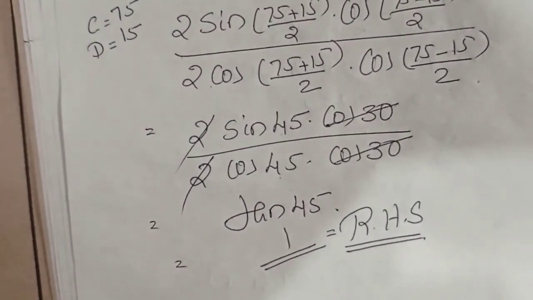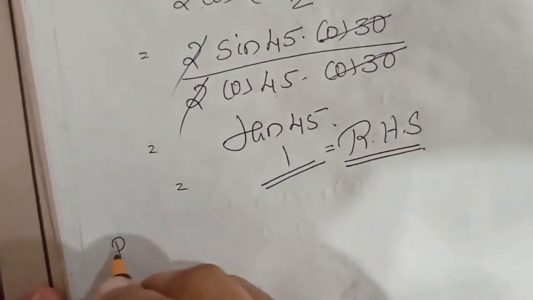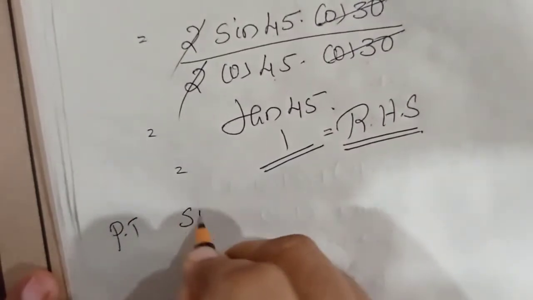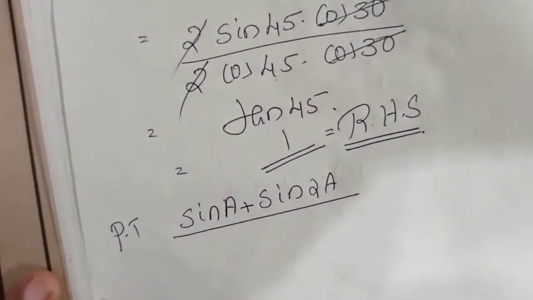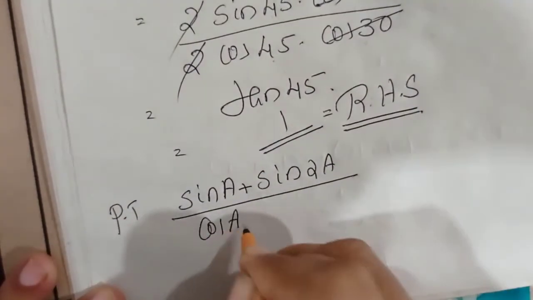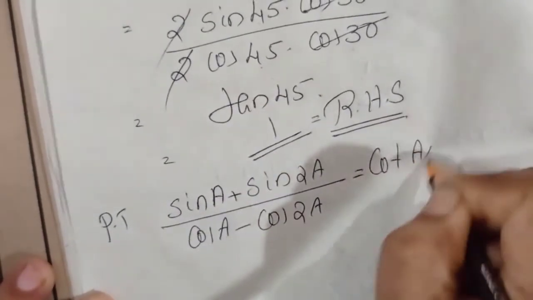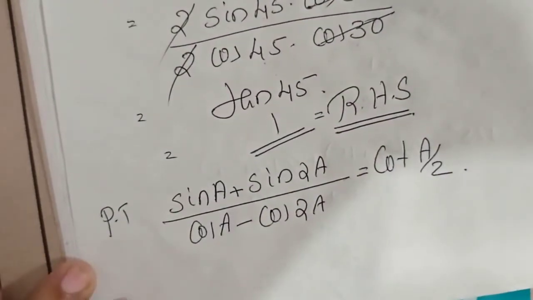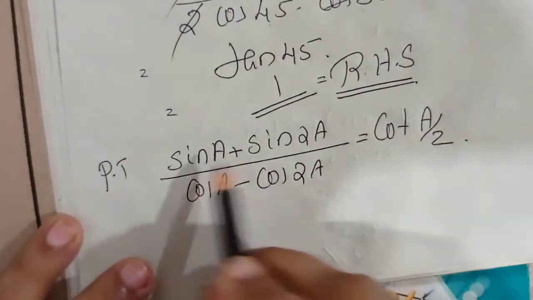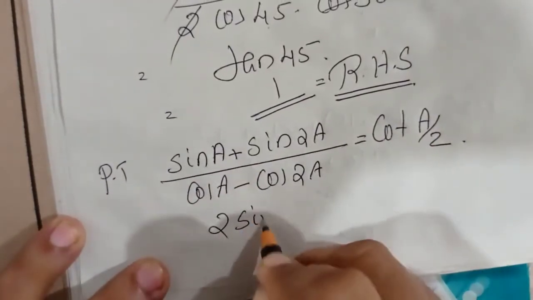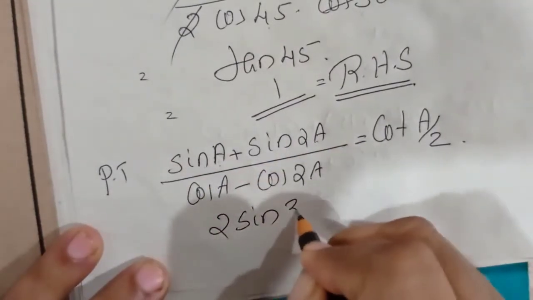Okay. Then write the next problem. Write the next problem. Prove that. All these cases are prove that. (Sin A plus sin 2A) the whole by (cos A minus cos 2A) is equal to cot A by 2. Directly apply the formula. What is sin C plus sin D? 2 sin (A plus 2A). All of you look at the board. A plus 2A, 3A by 2.